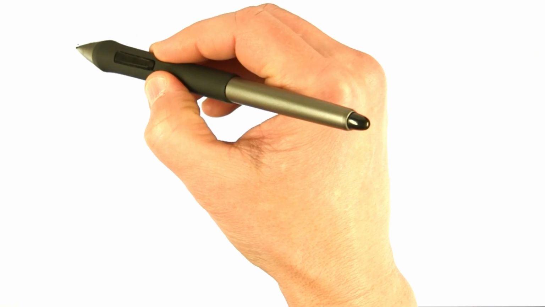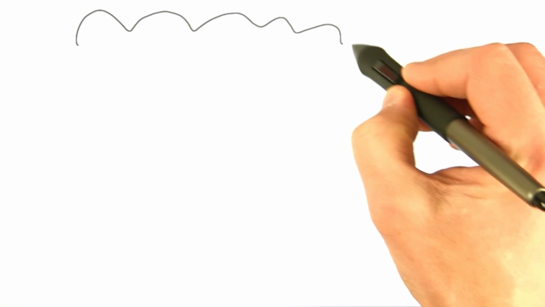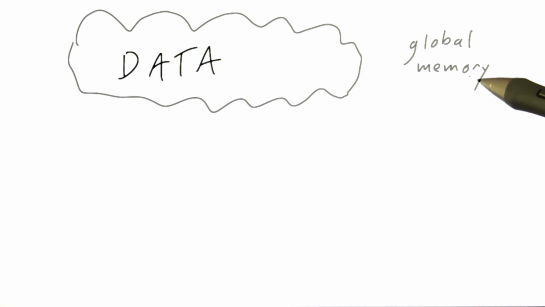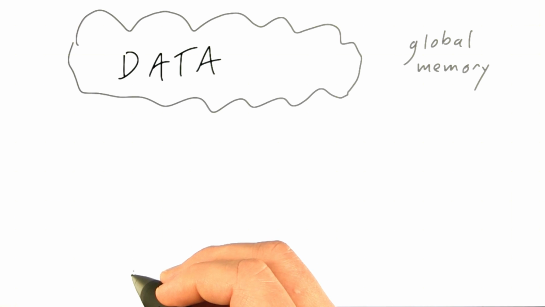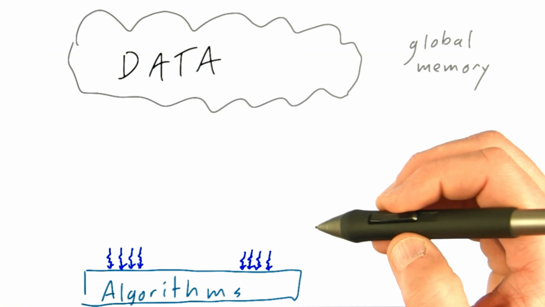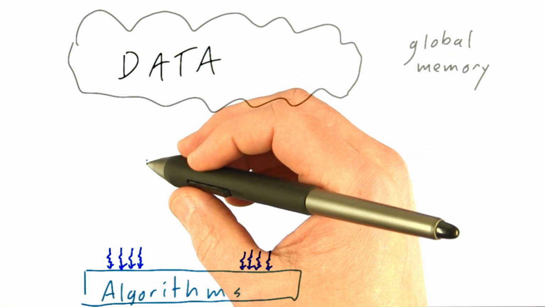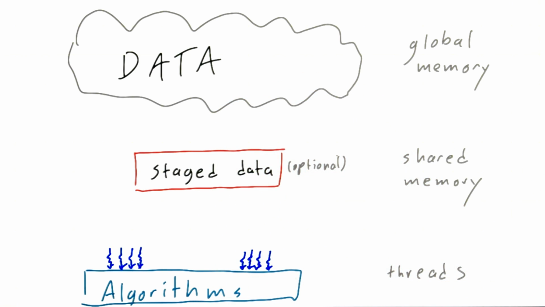Now let me focus on a specific aspect of writing high-performance kernel code. At a high level, GPU programming looks like this. There's a bunch of data sitting in global memory, and you have an algorithm that you want to run on that data. That algorithm will get executed by threads running on SMs, and for various reasons, you might want to stage the data through shared memory.